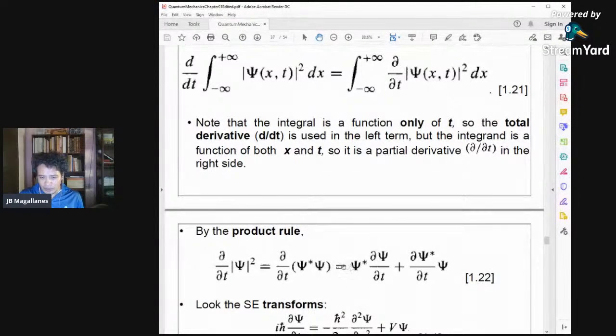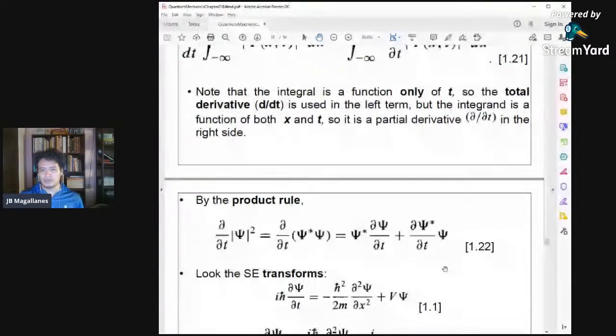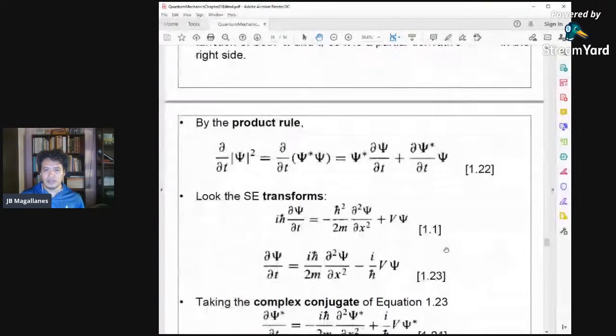You should write the first function here, times the derivative with respect to time of the second, plus the partial derivative of the first with respect to time times the second wave function. So that's the product rule of doing derivatives.